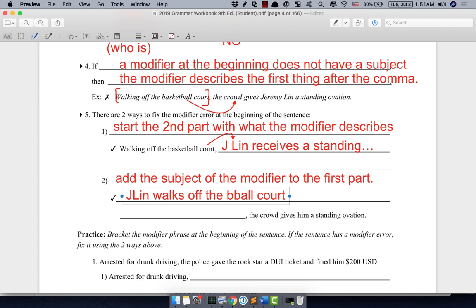Do you know why? So here you have a complete sentence. Jeremy Lin walks off the basketball court. And the second part also has a complete sentence. The crowd gives him a standing ovation. So if you have two complete sentences like that, then this becomes a run-on. We'll talk about run-on in grammar point two. But what you can do is you can add another word before this. You can say like, as Jeremy Lin walks off, or when Jeremy Lin walks off, then the sentence will be cool.